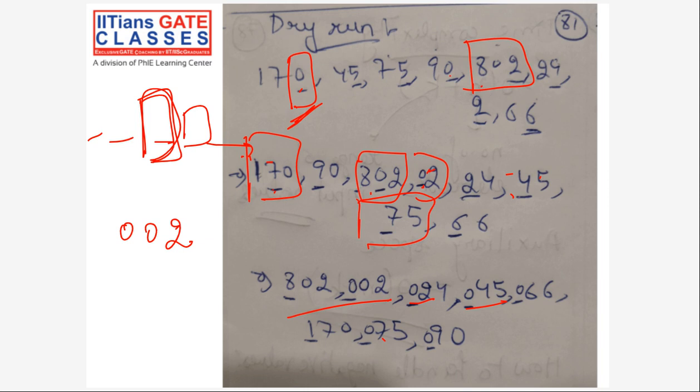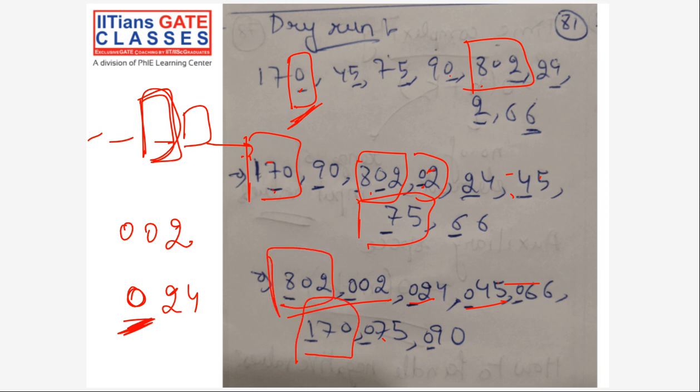So in the third iteration, you take the MSB, that is 8. Okay. So now when you take the MSB, of course 24 has only 2 digits. So you add a 0 here and that becomes the MSB now. So again, first you put the 0. So 002 comes first, then 024, then 045, same sequence is followed, and 075, 090, then 170, and lastly 802.